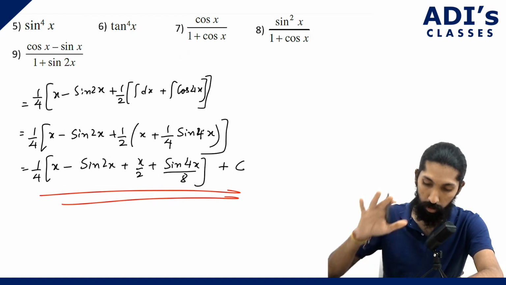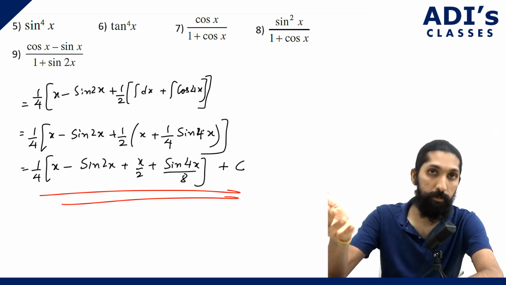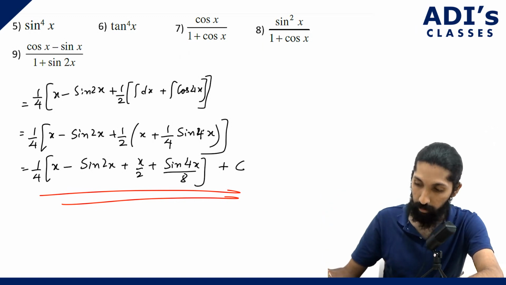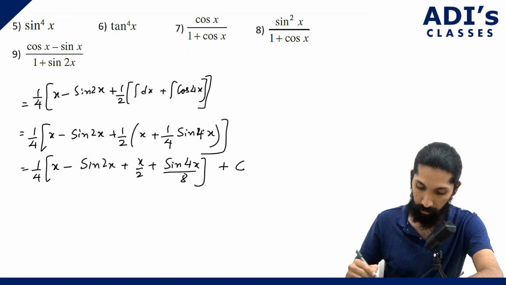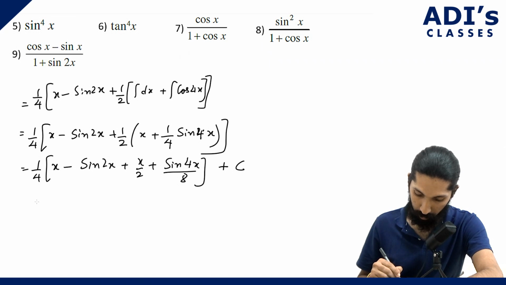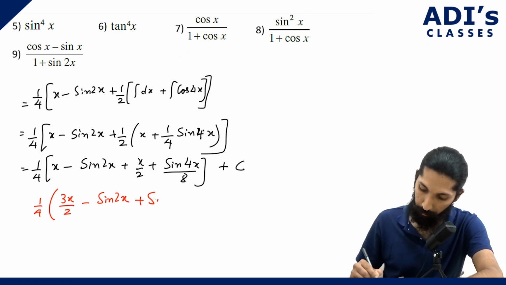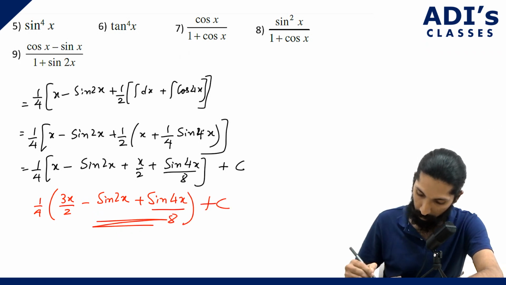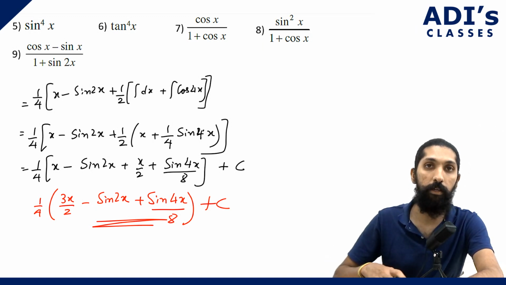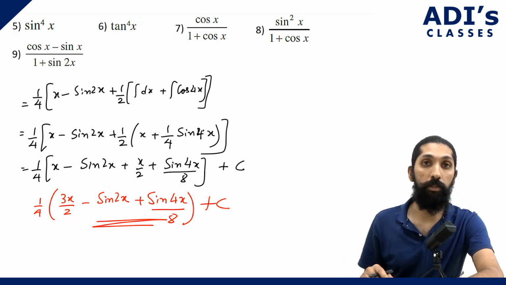Okay, now small changes you can make, that is x plus x by 2, you can make it as 3x by 2. So if you do that, then you can say that the final answer is going to become 1 by 4 into 3x by 2 minus sine 2x plus sine 4x divided by 8 plus c. So this is going to become the final answer for the fifth one. Fair enough? Now let's do the sixth problem.